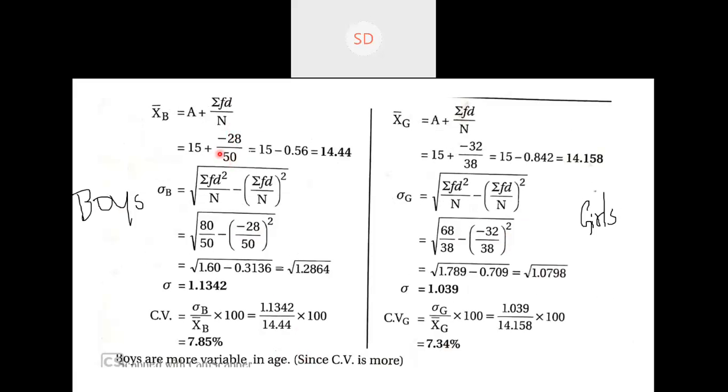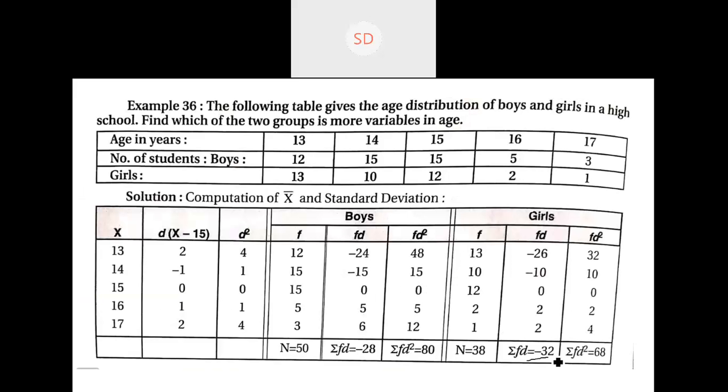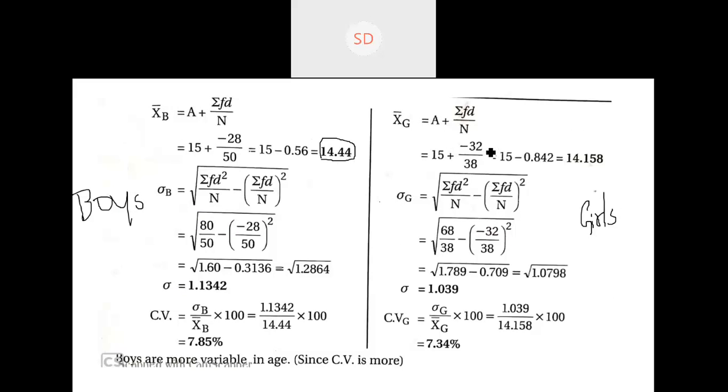This is going to be the arithmetic mean for boys. Similarly, for girls also, sigma FD is 32 and N is 38. So when you come here, 32 by 38 is equal to 14.158. So I've got the arithmetic mean for both of them. So this is the calculation of arithmetic mean.